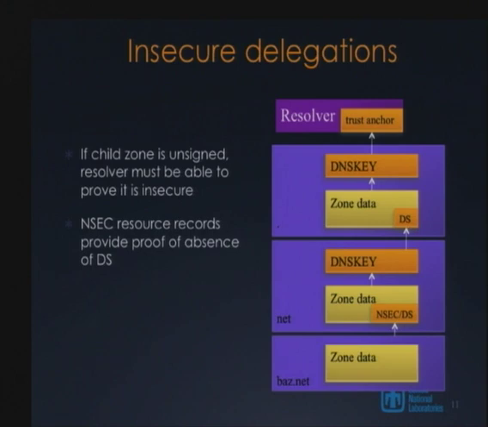So the way this works is, if a child zone below you is not signed, then you have what's called an NSEC record that basically shows that no DS record exists. It's a proof provided by the authoritative server that a DS record does not exist. And that is necessary so that a validating resolver can show that it shouldn't expect any signatures to validate.